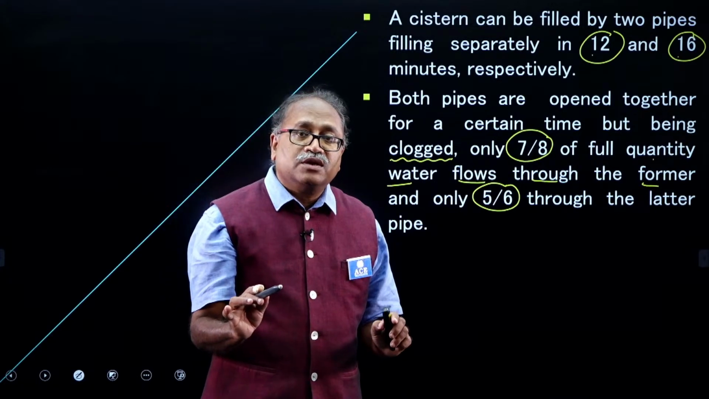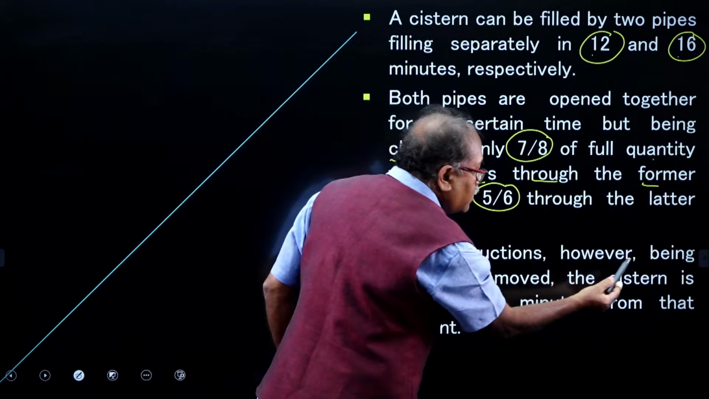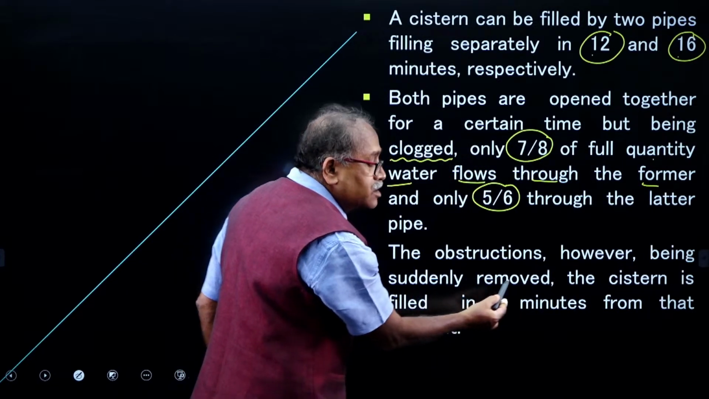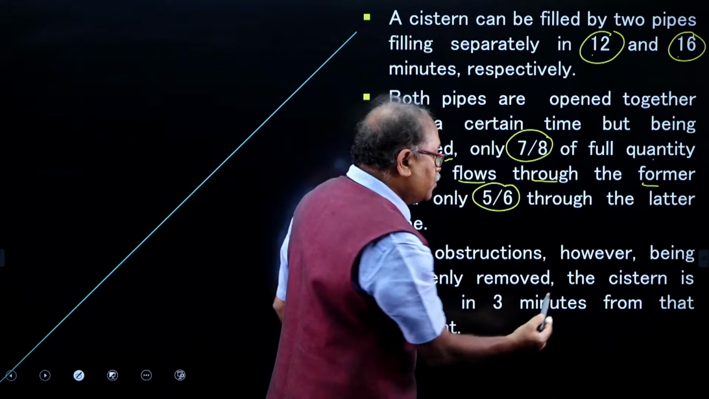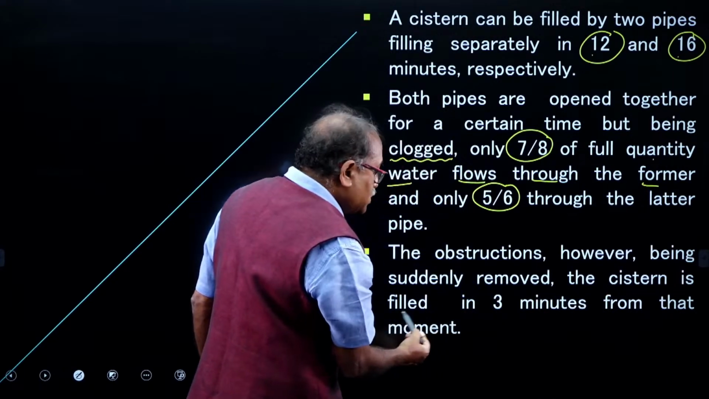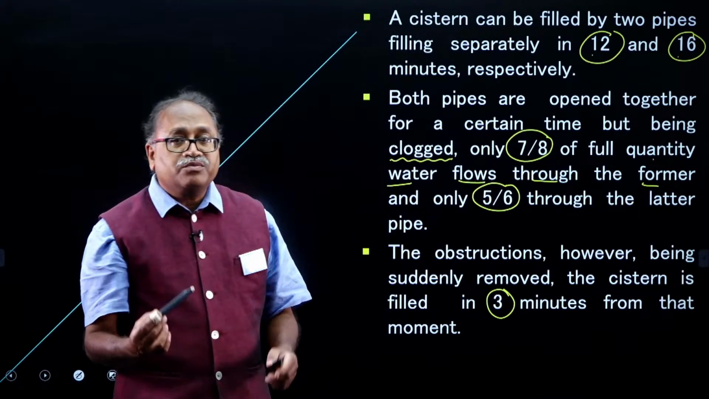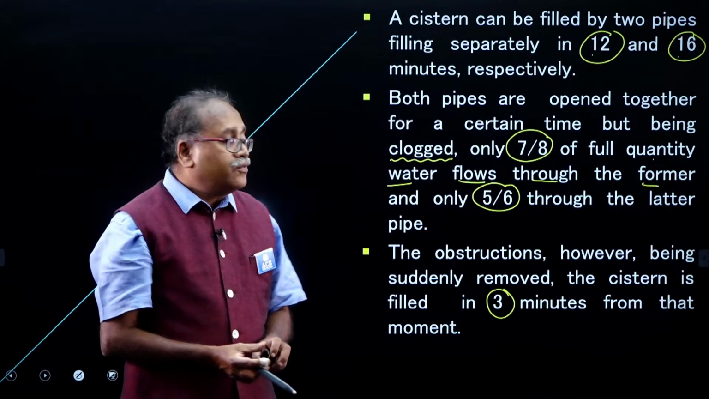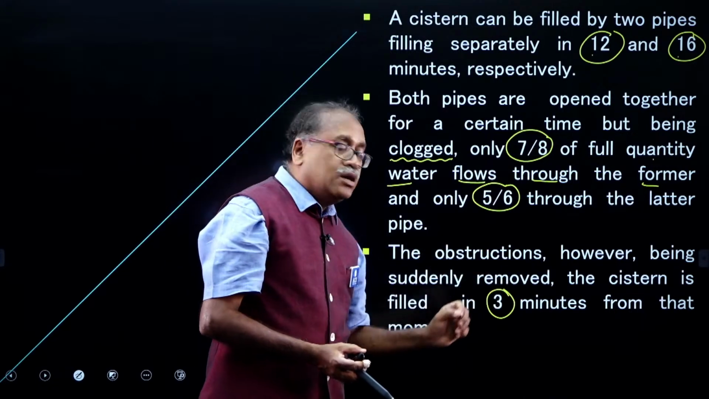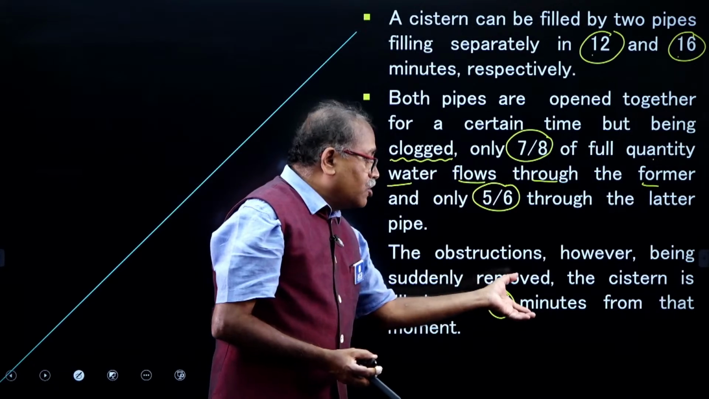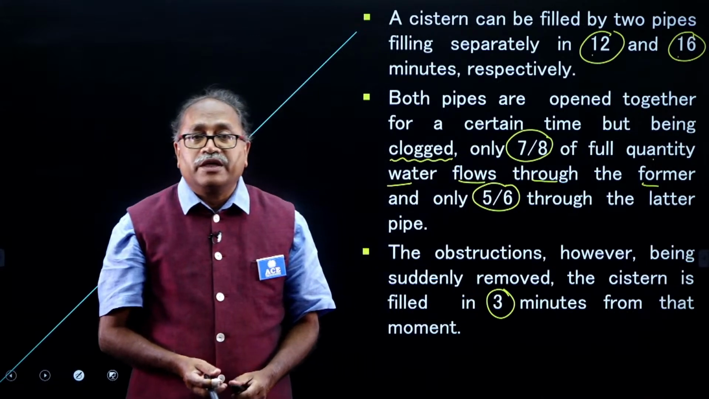These two points are clear. What is the next point? It is said the obstruction, however, was suddenly removed. Both obstructions were suddenly removed and the cistern is filled in 3 minutes from that moment. After these clogs are suddenly removed, it took only 3 minutes for both of them to fill the whole tank.